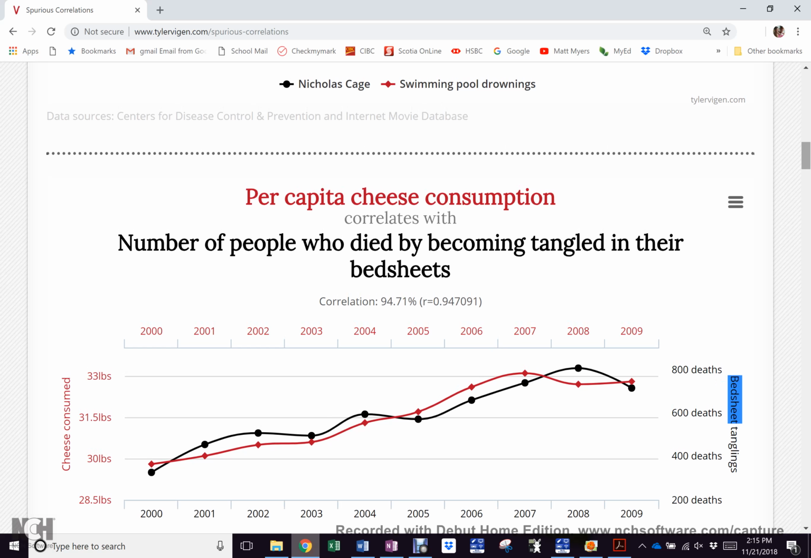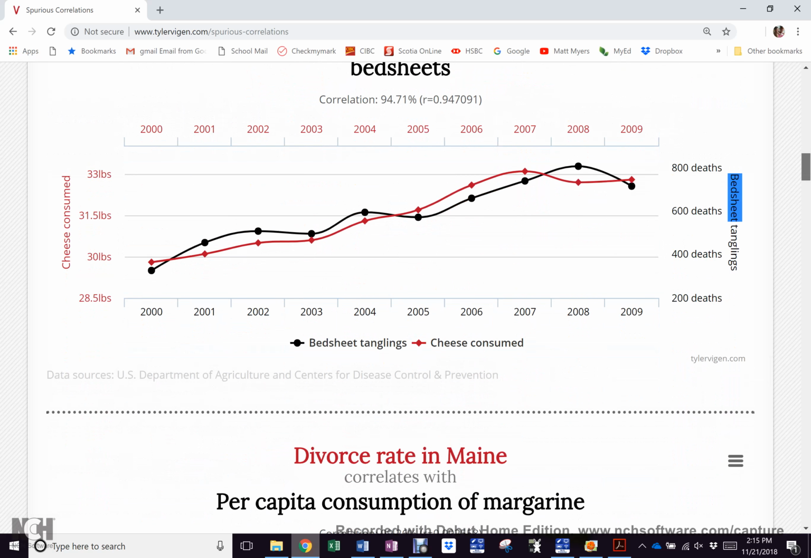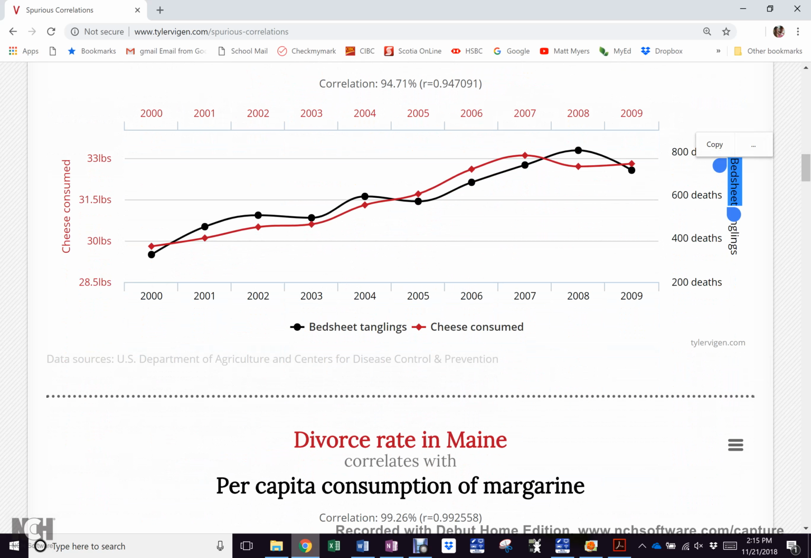Let's check another one. I like these, and we're almost out of time, so we're going to do this a little longer. What do you think will happen to the divorce rate, married people in Maine, if we increase our consumption of margarine?